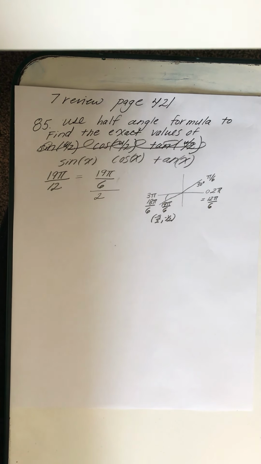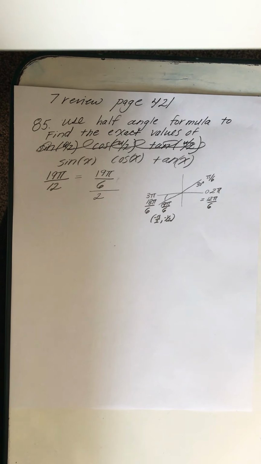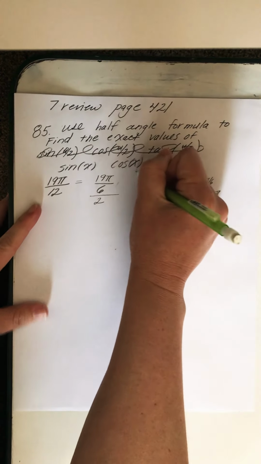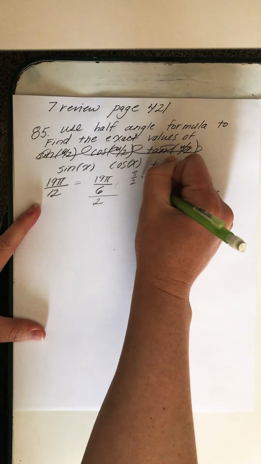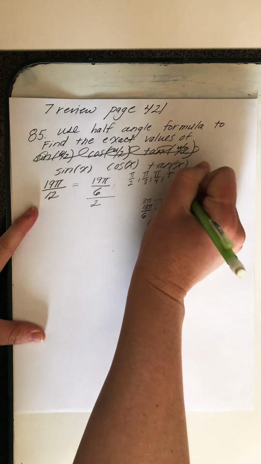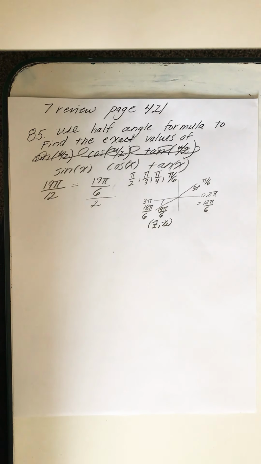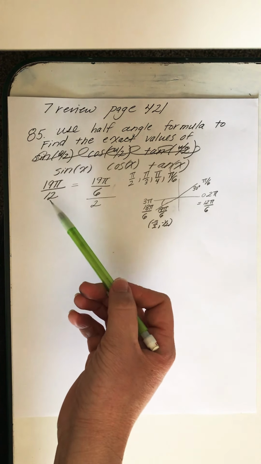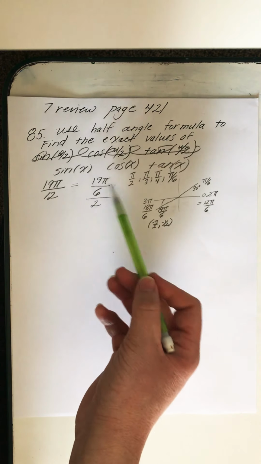So that means 19 pi sixths, because pi twelfths isn't a value on the unit circle. Increments of pi halves, pi thirds, pi fourths, and pi sixths, those are the values we want because that's on our unit circle. So if we take 19 pi twelfths and times by 2, that gives us 19 pi sixths.